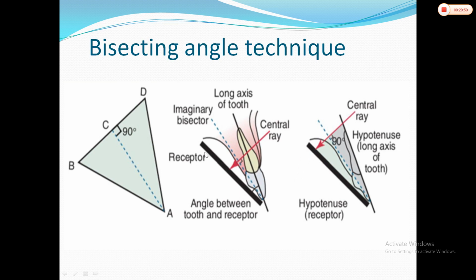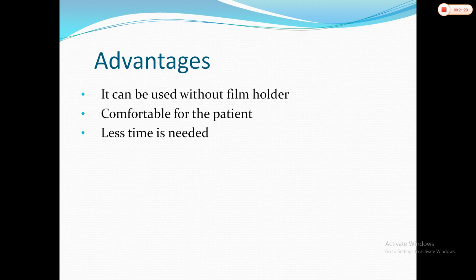This technique is based on a simple geometric theorem, that is the rule of isometry, which states that two triangles are equal when they share one complete side and have two equal angles. So if you project X-rays perpendicular to this imaginary bisector, there will be dimensional accuracy of the image. This technique can be used without a film holder, so it's comfortable for the patient and it is less time taking also.